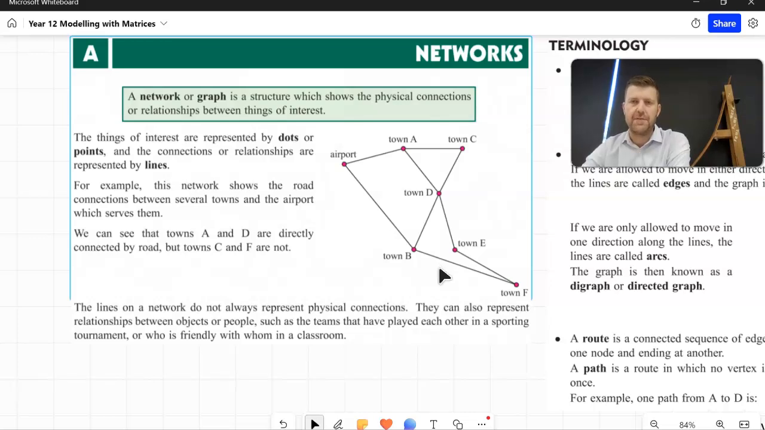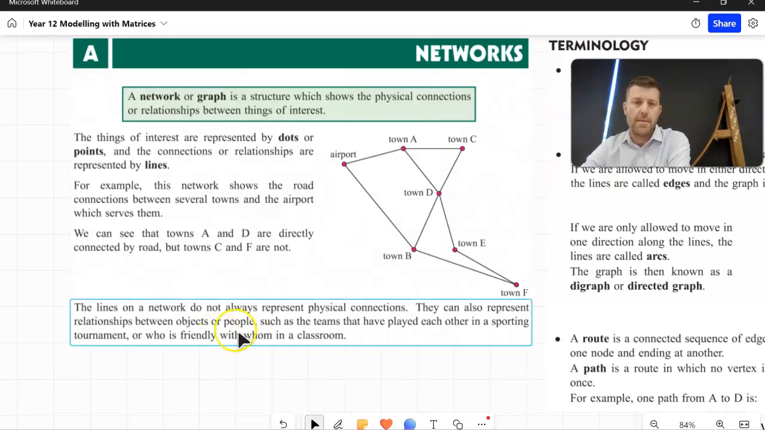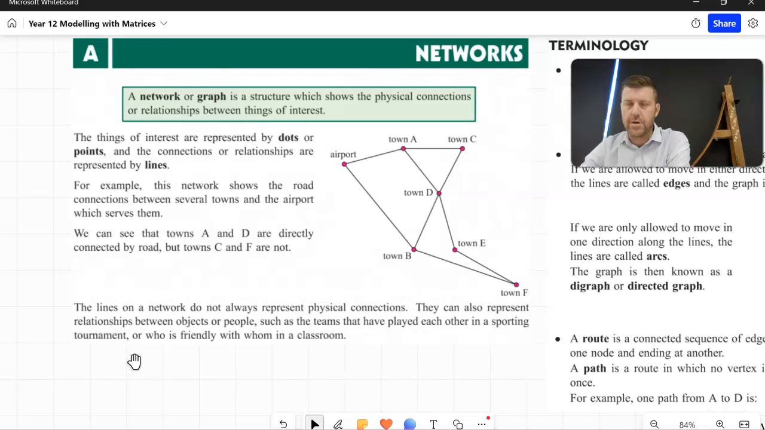They don't always have to be physical connections. In this case, the physical connection is the road, but those lines could also show a relationship between two things of interest. So for example, who's friends with who, and such as teams that have played each other in a sporting tournament. Okay, so those lines are representing connections, whether they're physical or just relationships.